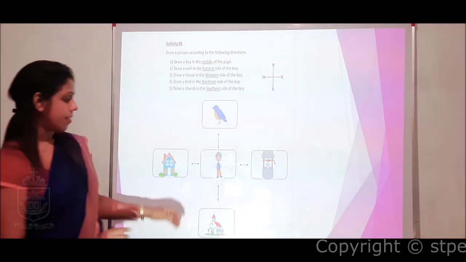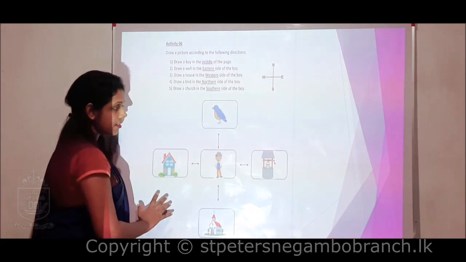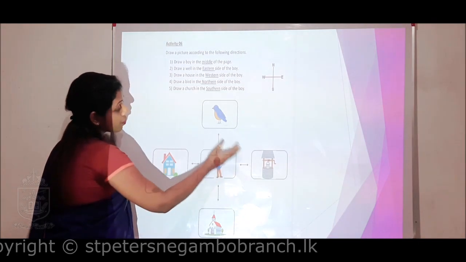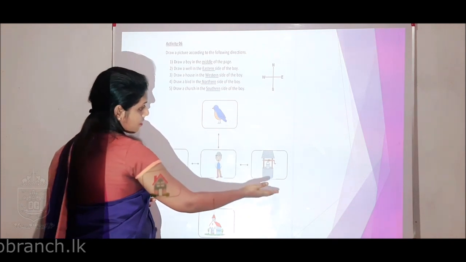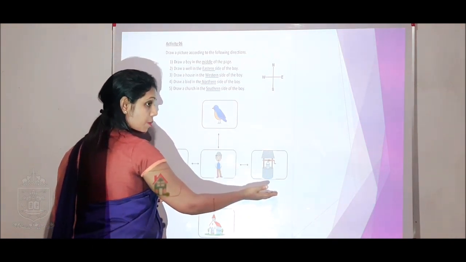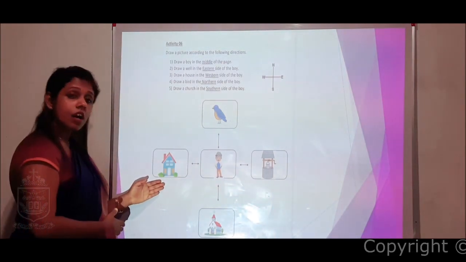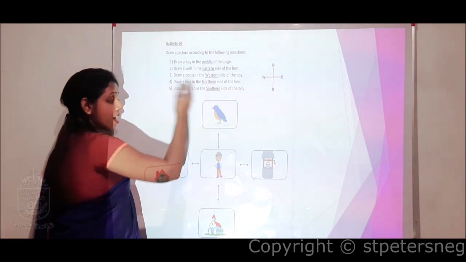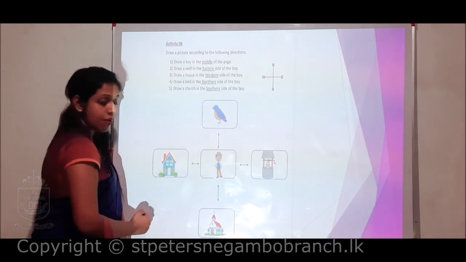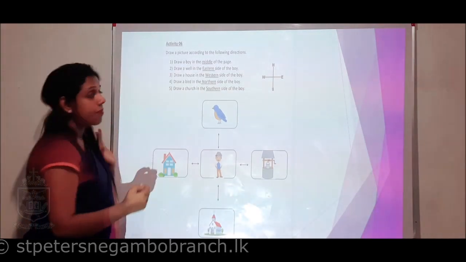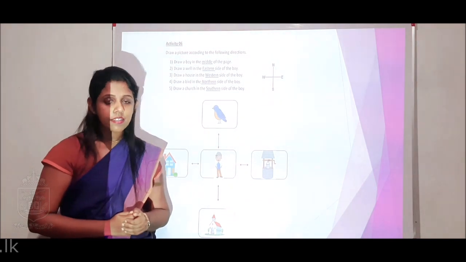Okay. So according to the question, we drew some pictures here. We drew a boy in the middle of the page. In the eastern side of the boy, we have a well. In the western side of the boy, we have a house. In the northern side of the boy, we have a bird. In the southern side of the boy, we have a church. Now we are going to move to activity 7.